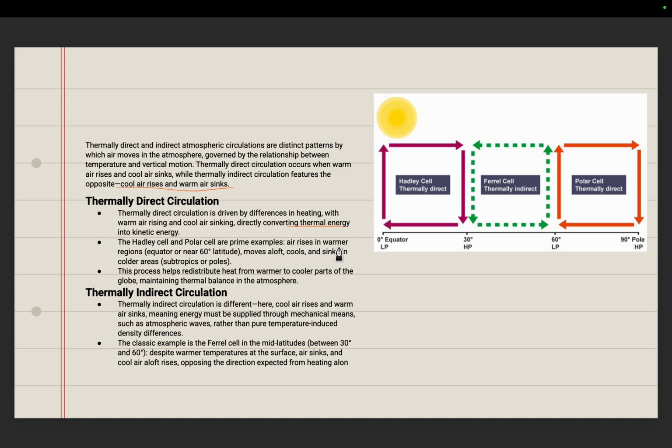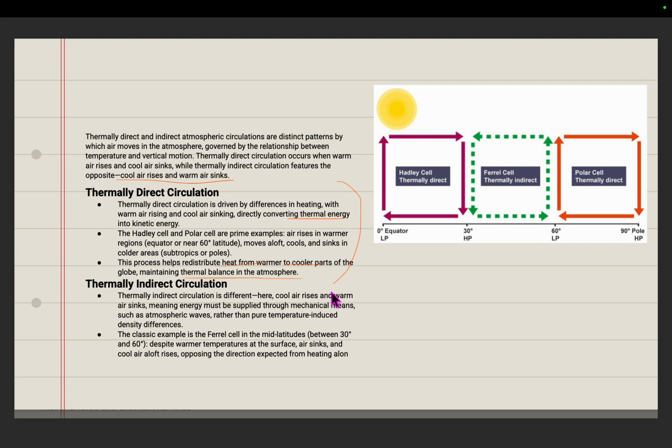Air rises in the warmer regions, moves aloft, then cools and sinks in the colder areas. You can see here the air rises from the equator, moves aloft and cools, and then sinks in the colder areas in the subtropics. And in the thermally direct polar cell, the warm air rises, moves aloft, and sinks. This process helps to redistribute heat from the warmer air to the cooler air across the globe, maintaining the thermal balance in the atmosphere.